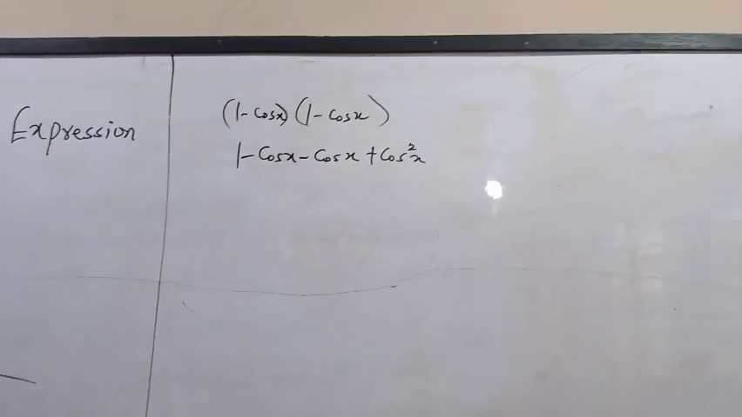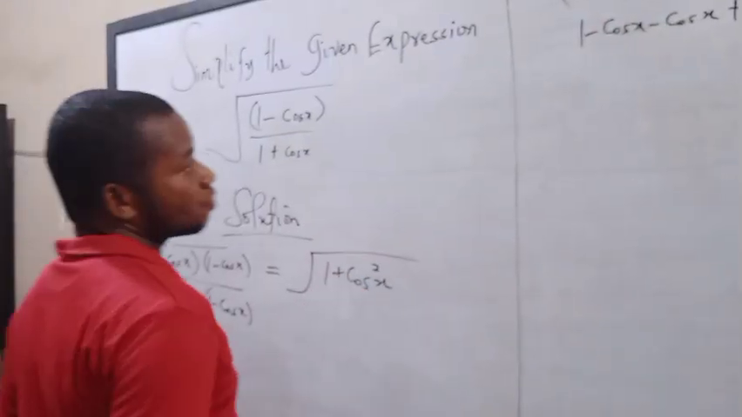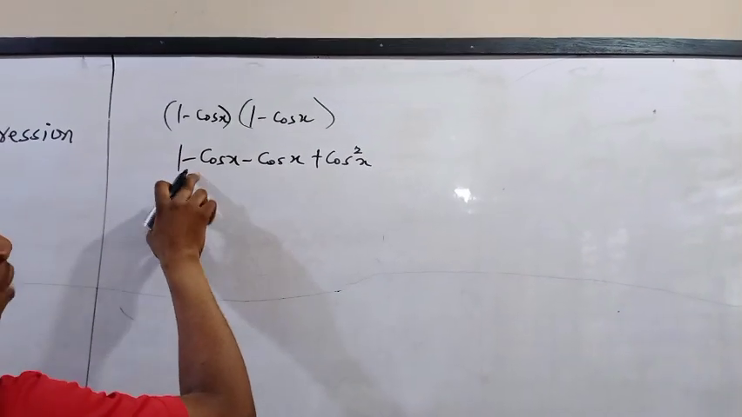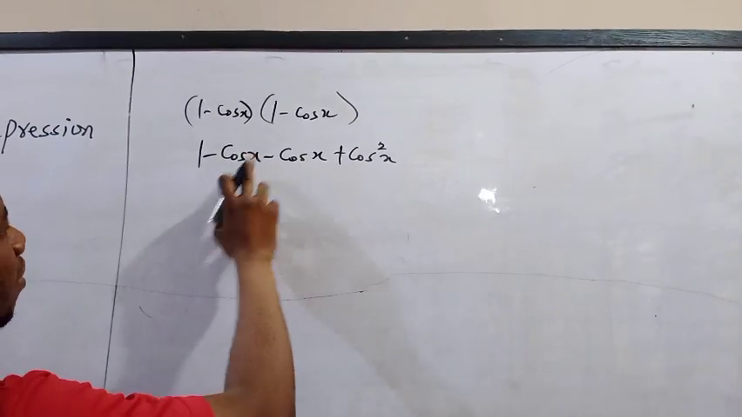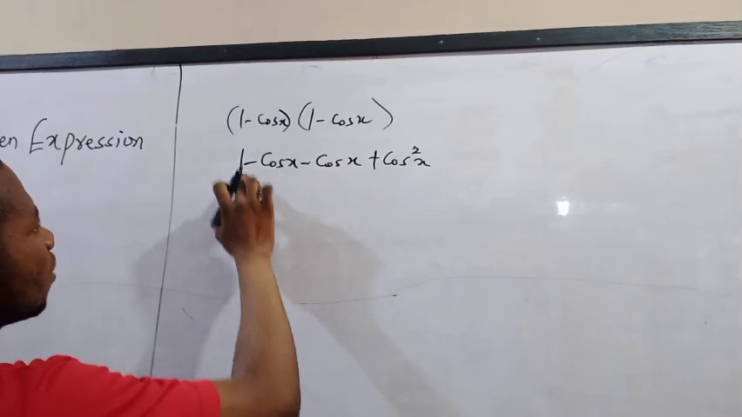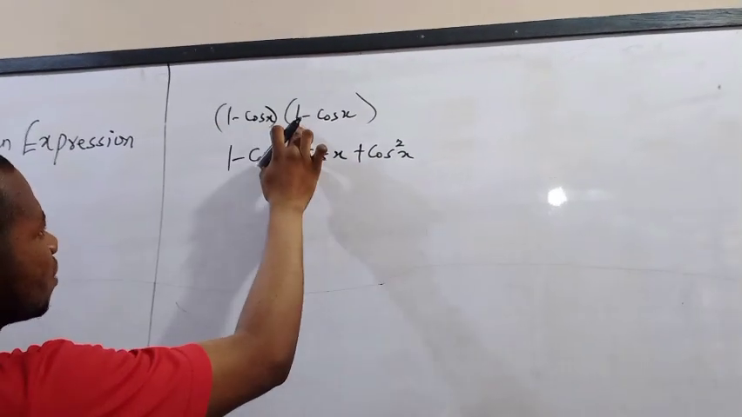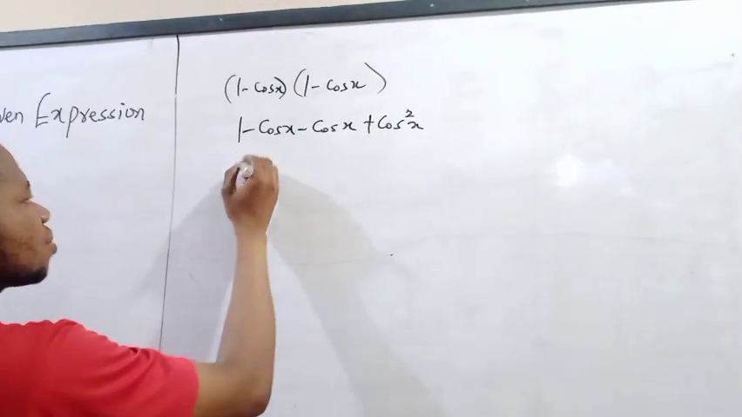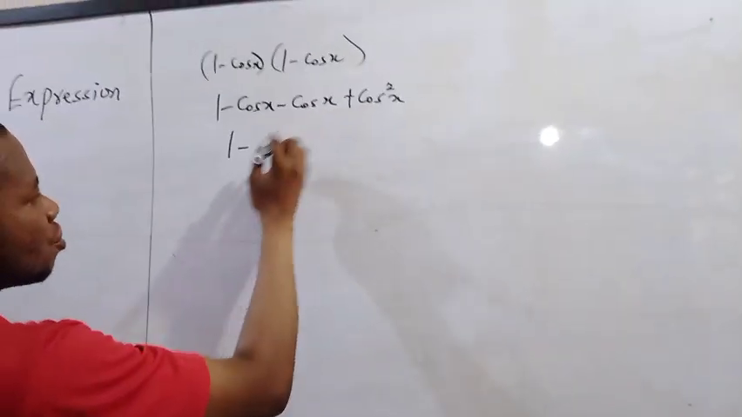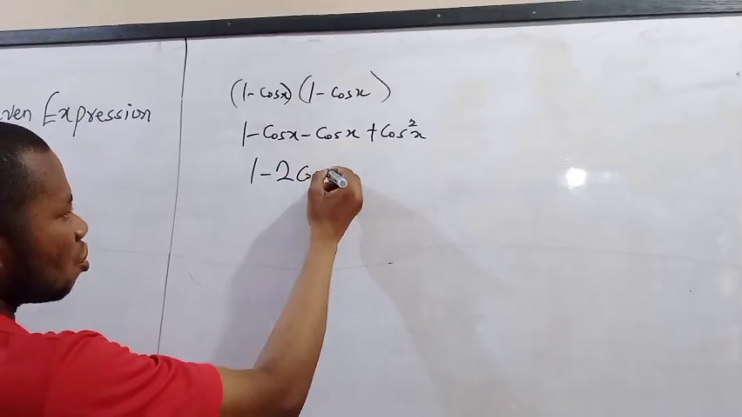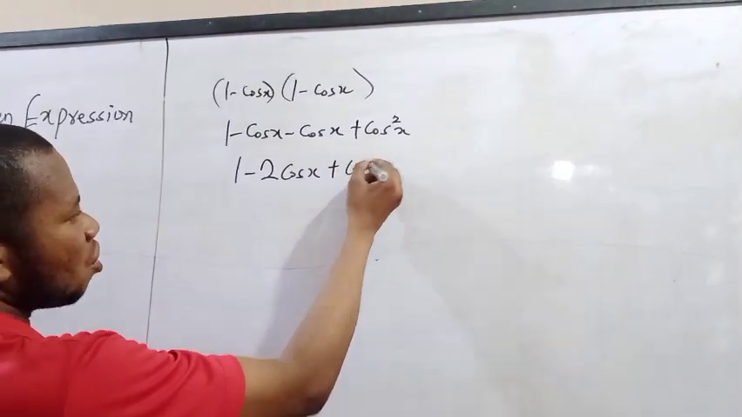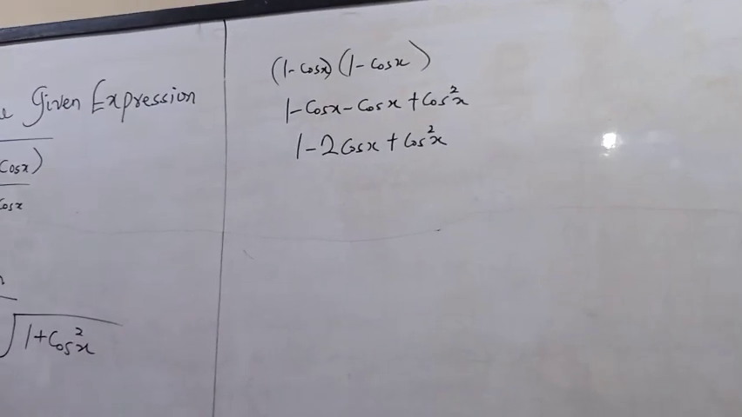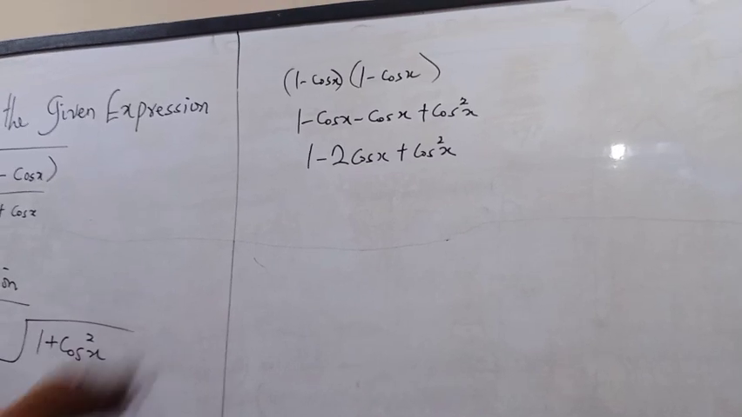Sorry, this is not difference of two squares. It is the one down that is difference of two squares. So at the end of the day, we find that this is 1 minus cos x minus cos x plus cos square x. So this gives us 1, minus cos x minus cos x gives us minus 2 cos x, then plus cos square x.